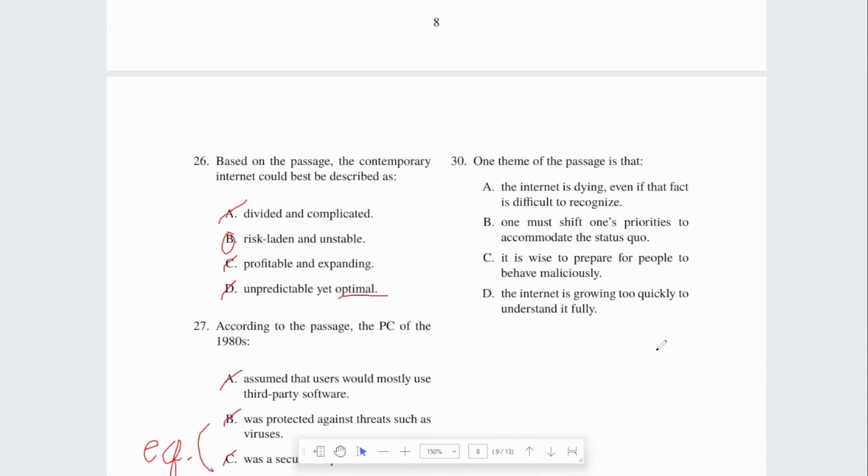Okay, let's answer this theme question because, non-main theme, but nonetheless, theme questions tend to be pretty easy, right? These are just about what is found in the passage and what isn't. And now that we've reviewed a lot of the passage, we probably don't need to look back to answer these questions. So, okay, the internet is dying, even if that fact is difficult to recognize. No, obviously not. We talk about this current internet growing really fast. It's not dying.